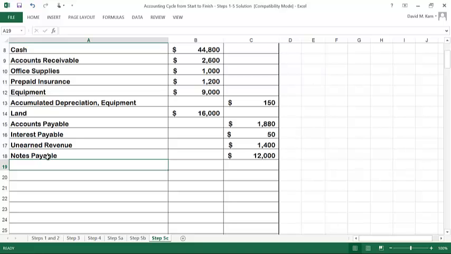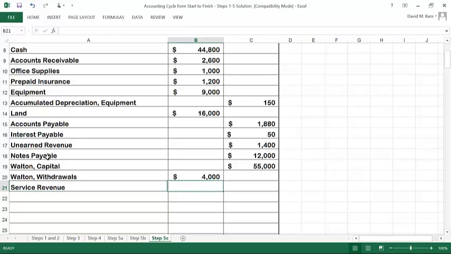Then we can get to our owner's equity now. We start off with our capital balance. So Walton Capital, a credit balance of $55,000. Then we have the Walton withdrawals, and that was a debit of $4,000. Then we go to our revenues and our expenses. So we have service revenue, and our service revenue right now is $16,600.